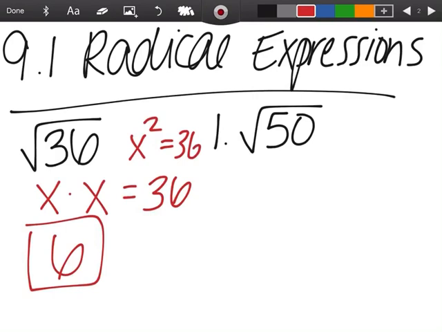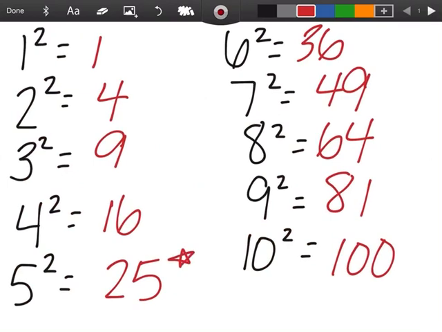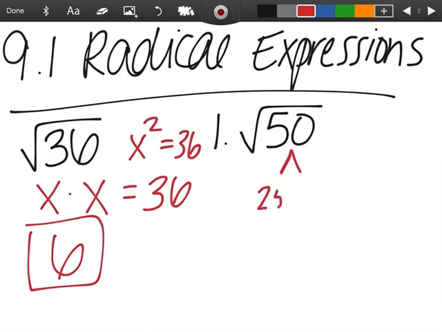And so what I'm going to do is factor 50 and look for any perfect square factors that 50 has. So do any of these red numbers, do any of these perfect squares multiply by something else to equal 50? And the answer is yes. 25 times 2 is 50. So what that means is that the square root of 50 is the same thing as the square root of 25 times 2. 50 is 25 times 2, so I'm just rewriting it.